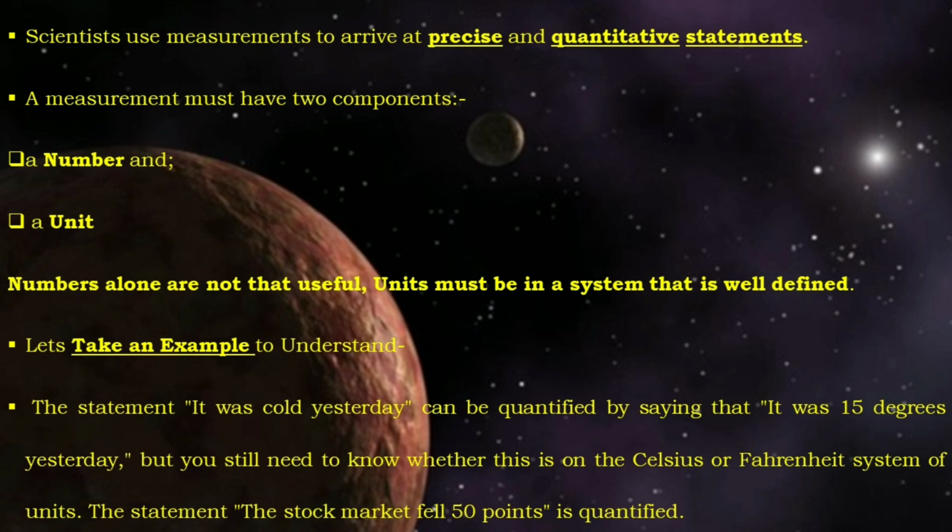The statement "it was cold yesterday" can be quantified by saying that it was 15 degrees yesterday, but you still need to know whether this is on the Celsius or Fahrenheit system of units. The statement "the stock market fell 50 points" is quantified, but to understand it, you need to know what a point on the Dow Jones average actually represents.